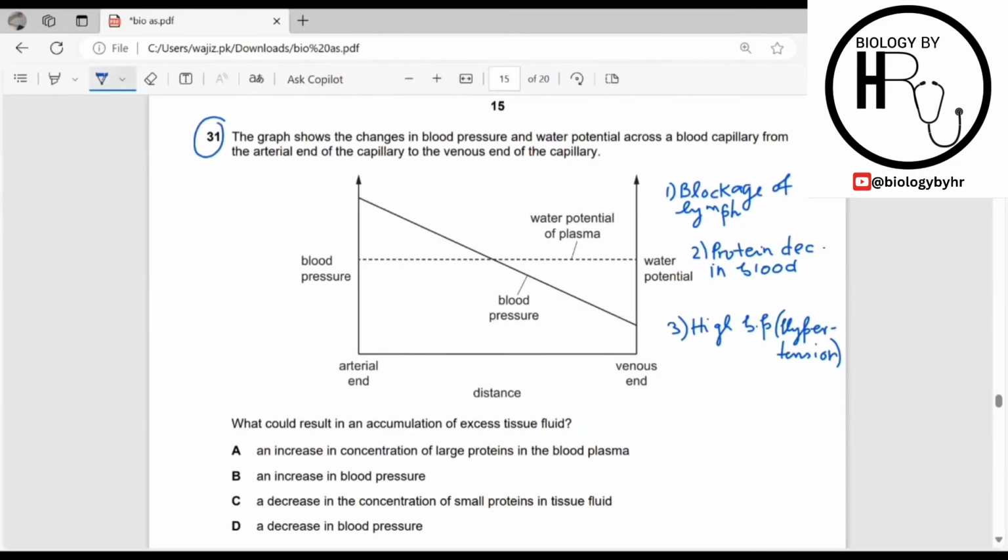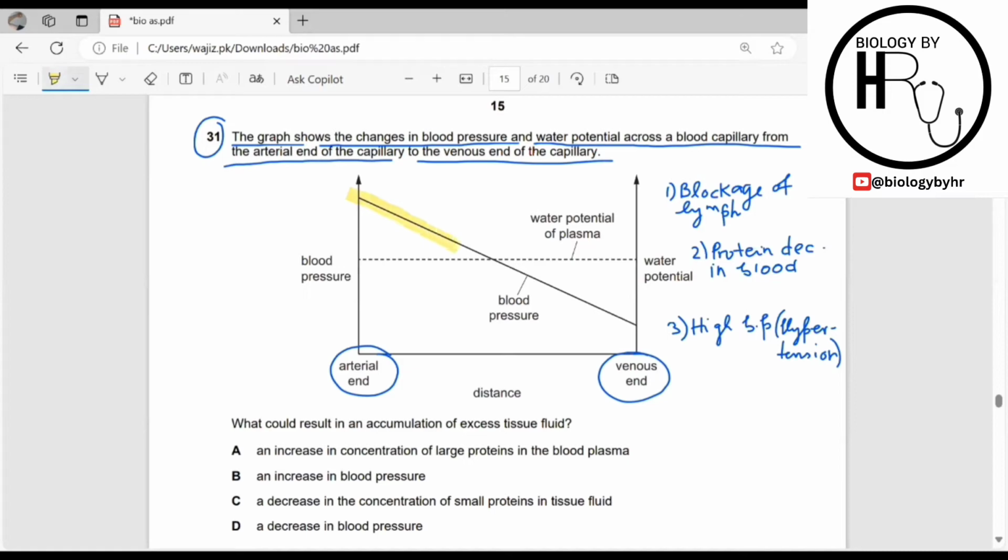Question number 31 is saying that the graph shows the changes in the blood pressure and the water potential across the blood capillaries from the arterial end of the capillary to the venous end of the capillary. So over here they are showing us the graph starting from the arterial end and ending at the venous end. We have been shown that from the arterial end to the venous end the blood pressure is decreasing.